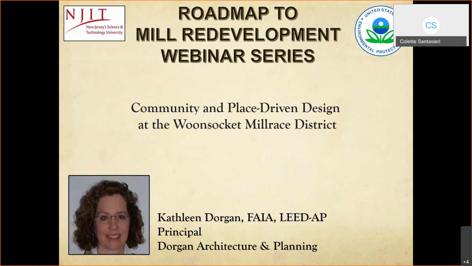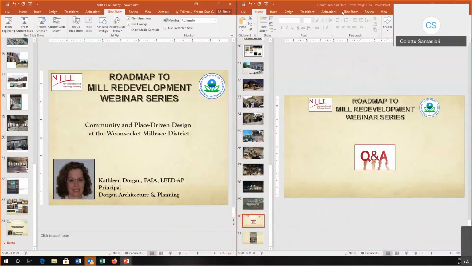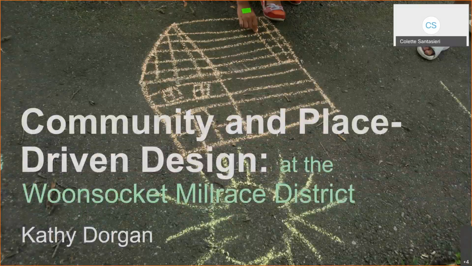Our next presentation, given by Kathleen Dorgan, focuses on community and place-driven design in the Woonsocket Mill Race District in Rhode Island. Kathleen Dorgan, principal of Dorgan Architecture and Planning of Storrs, Connecticut, specializes in sustainable, participatory community design and development for communities of choice and justice. Her work includes arts and place-based planning, design of high-performance housing, Main Street revitalization, structuring green initiatives, resilience, and technical assistance to nonprofit organizations and public agencies.